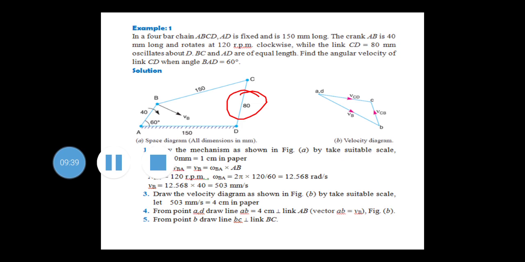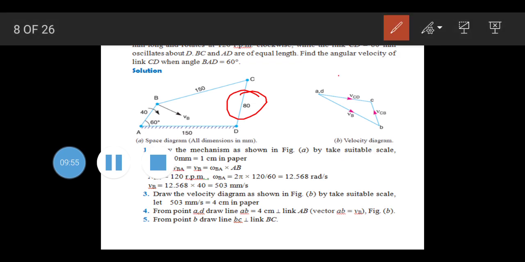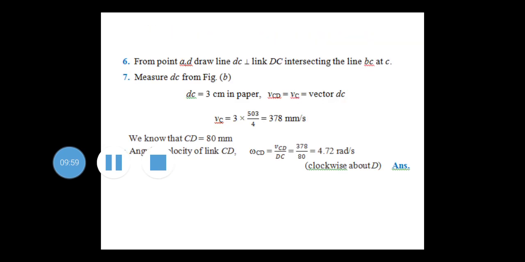First, a quick revision. We have drawn the space diagram with the dimensions given in the data. Then we calculated the velocity of the link which is rotating, and through that we drew the velocity diagram. After getting the velocity diagram, we calculated the velocity and then the angular velocity. This is what we have studied in today's video.